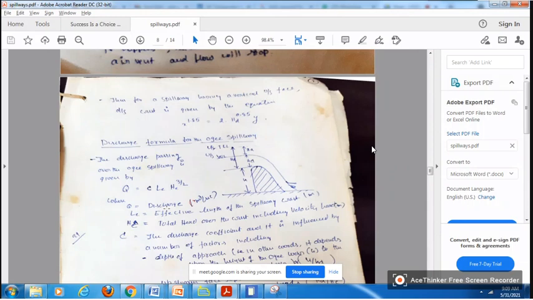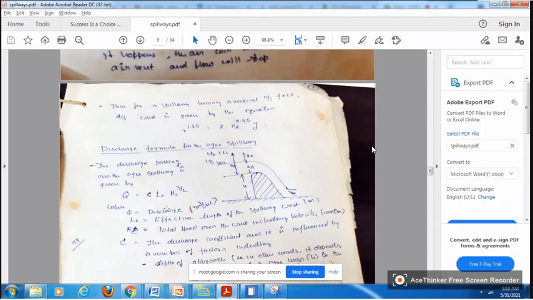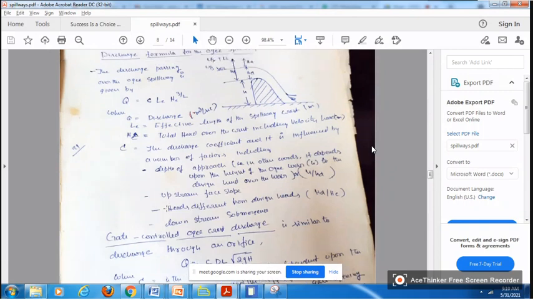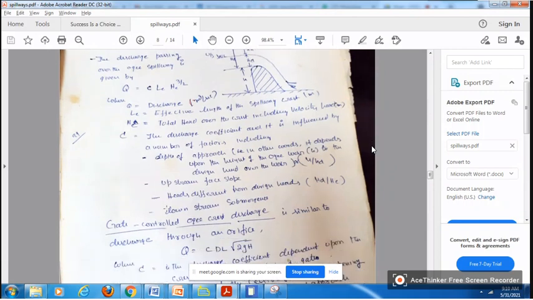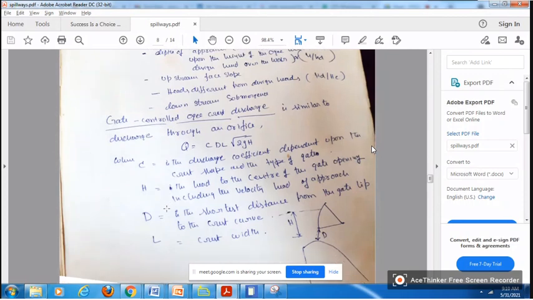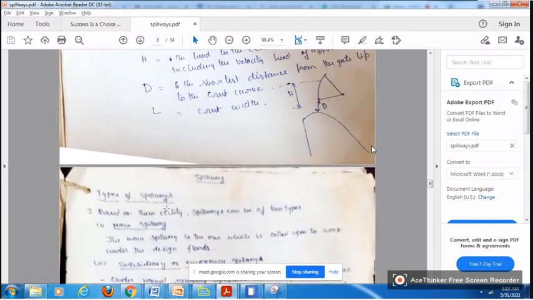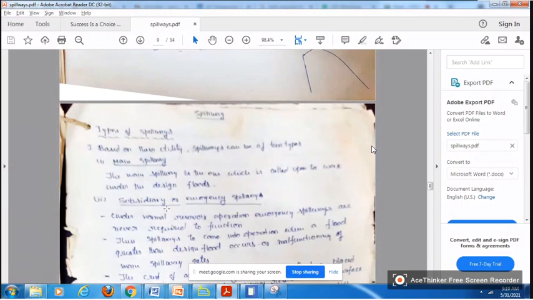H is the total head over the crest, including the velocity head, and C is the coefficient of discharge, right? That is for an uncontrolled spillway. If it is a controlled spillway, the discharge formula is Q is equal to C D L square root of 2gH. D is the shortest distance from the gate lip to the crest curve, and L is the crest width. H is the head over the spillway, calculated from the center of the opening to the top of the water surface, and C is the coefficient of discharge, right?